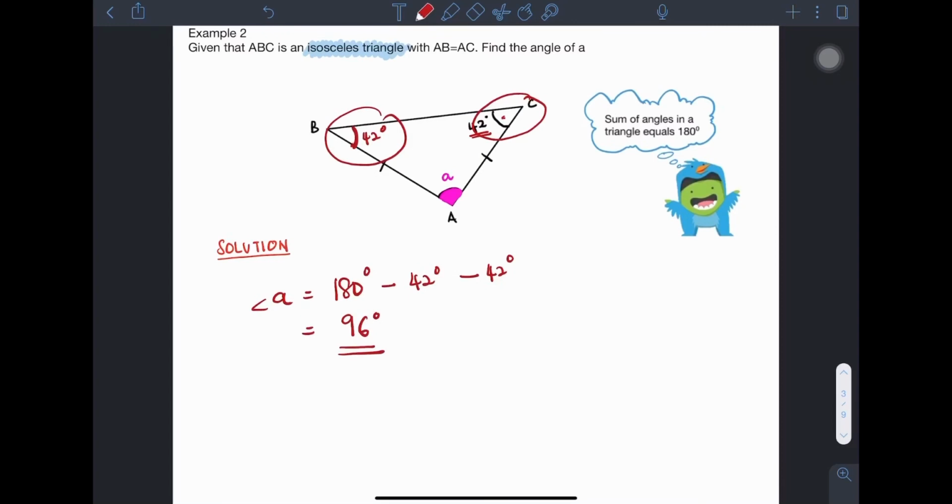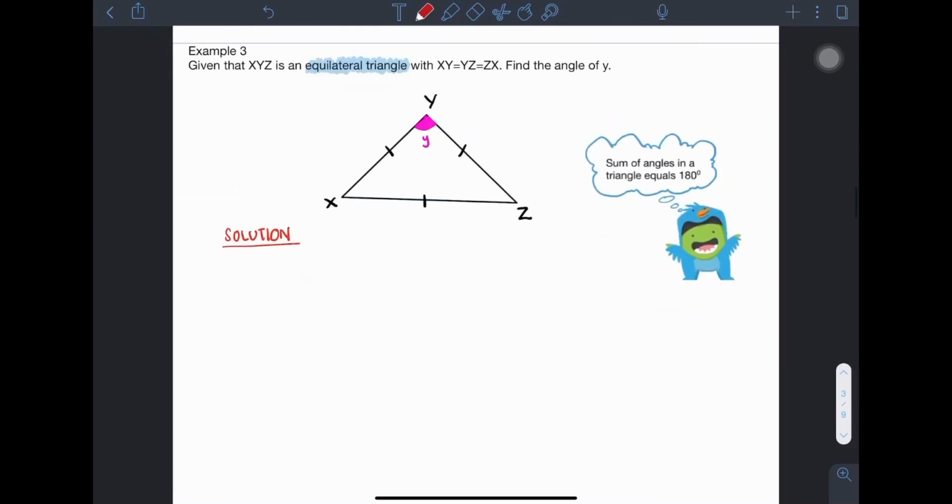Okay, let's move on to our last example. Let's look at the question. Given that XYZ is an equilateral triangle with XY equal to YZ equal to ZX. Don't get confused or scared when you see this kind of equation, because they are just telling you that length XY is equal to length YZ, and this length is equal to length ZX. And they also tell you that this triangle is an equilateral triangle.